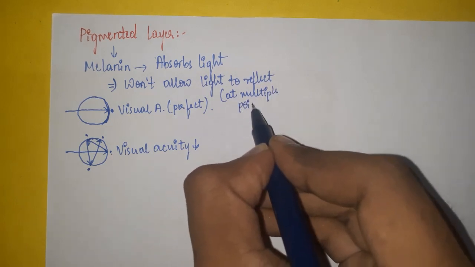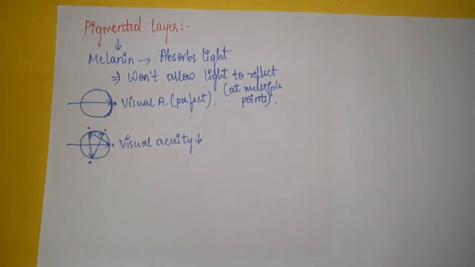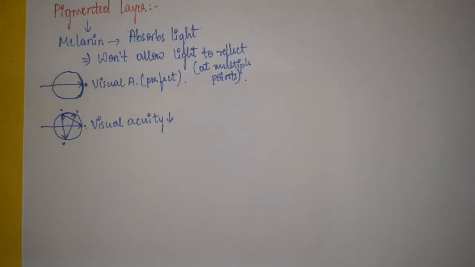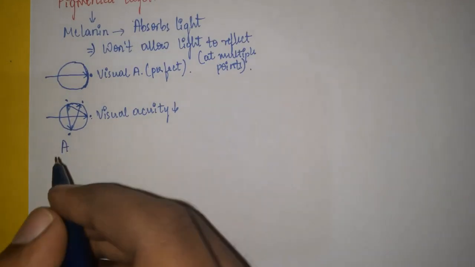Okay, this is the importance of the pigmented layer. You know, in albino patients, the melanin is absent all over the body. What happens in them? If they are exposed to bright light, their visual acuity will decrease. Even after optical correction, their visual acuity is very less. Albino patients suffer.